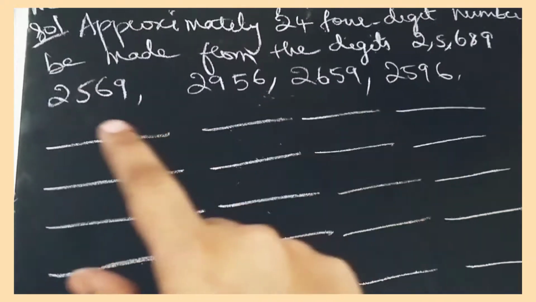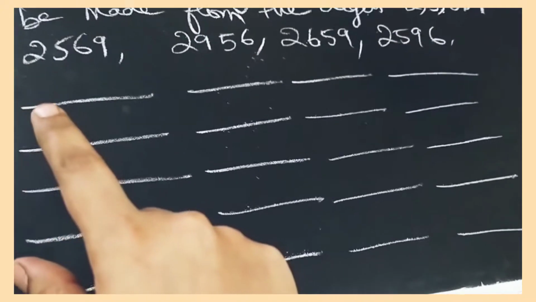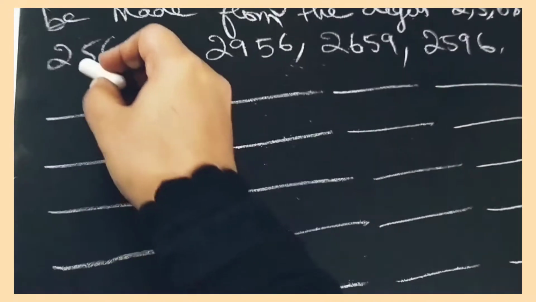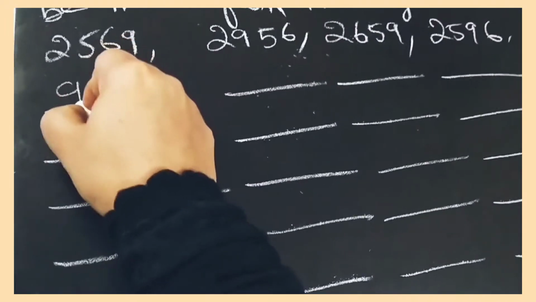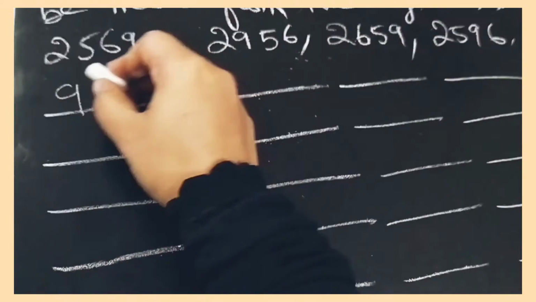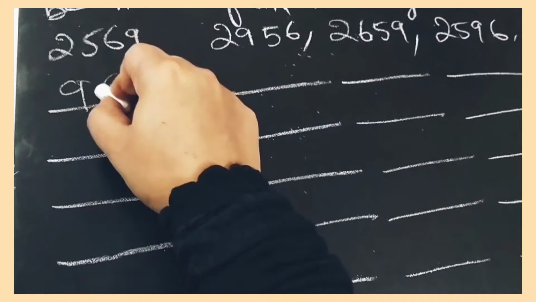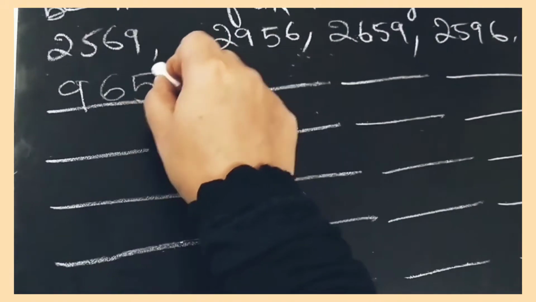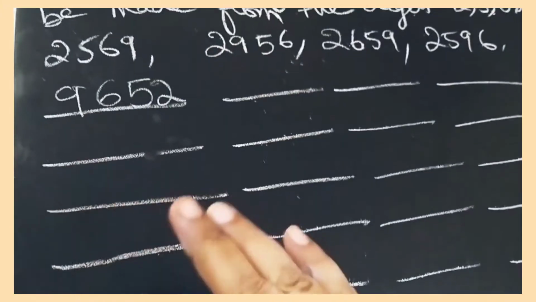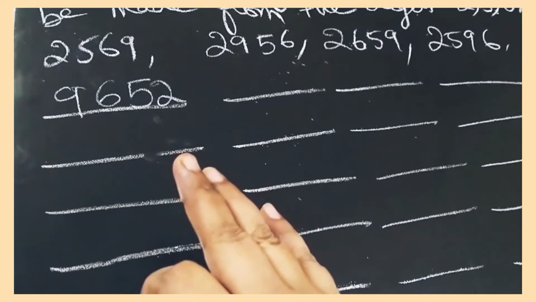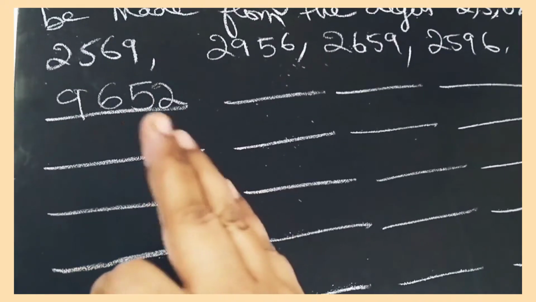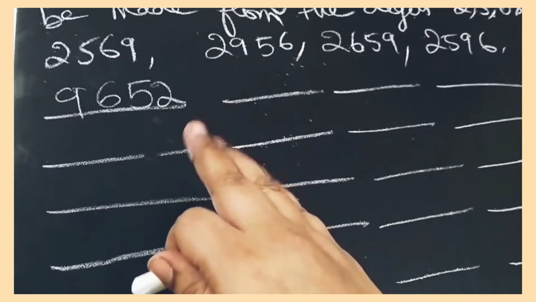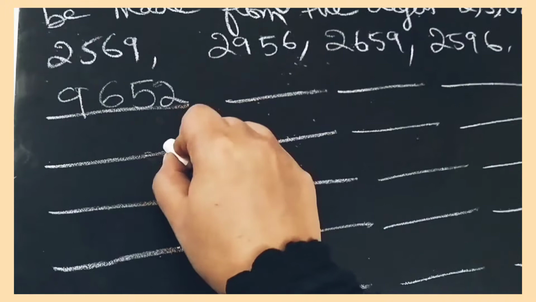Now the number started with 2. We will start with the greater number. What is the greatest number here? 9 is the greatest, then the next greatest is 6, then 5, then 2. We'll start from 9, or if you want, you can start from 6 also. So 9652, with this we will make other numbers.